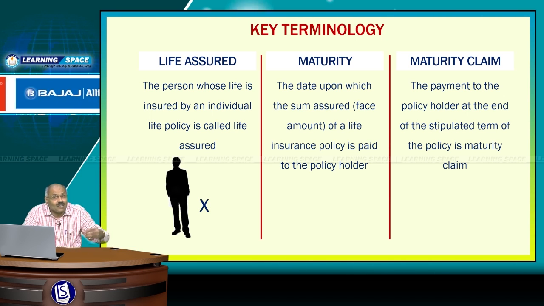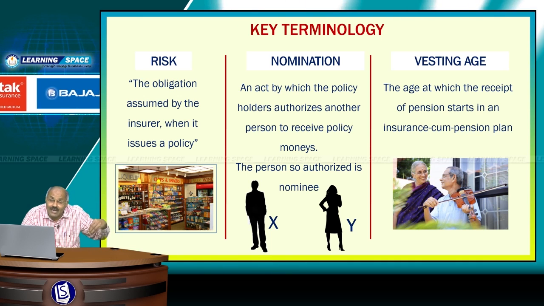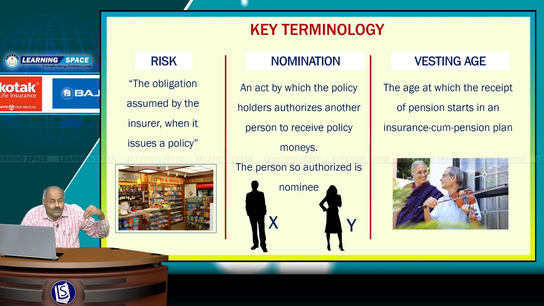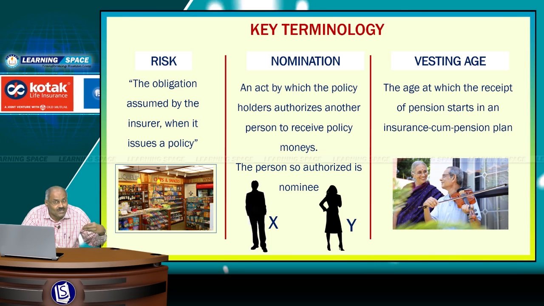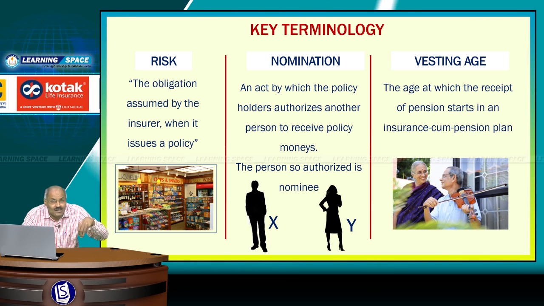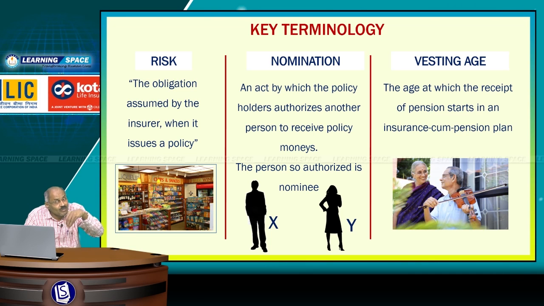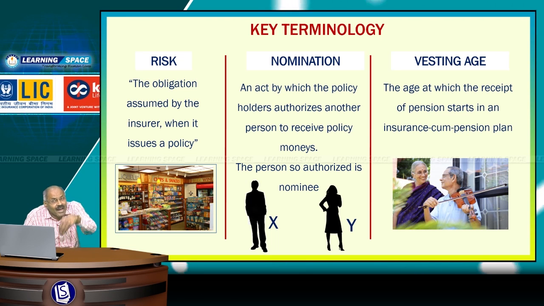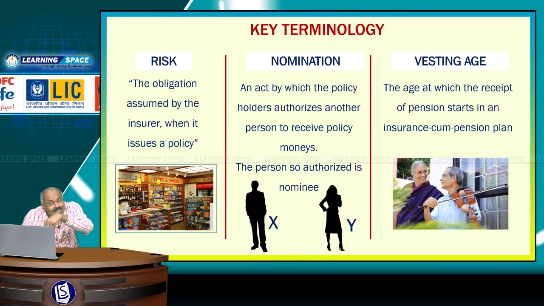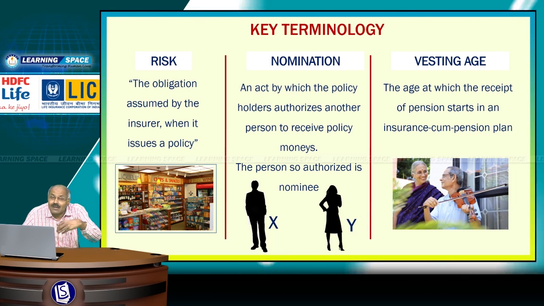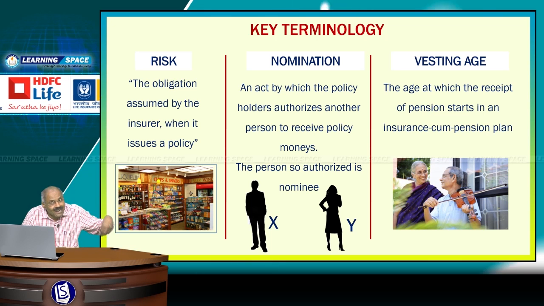Right friends? Look at the next one, risk. Risk is the obligation assumed by the insurer when issuing a policy. The risk is assumed whether it is for earthquake, floods, fire, or theft. That is clearly mentioned. So, that is the obligation assumed by the insurer, that is the insurance company, when they are issuing a policy. Nomination. Nomination is the act by which the policy holder authorizes another person to receive policy monies, right? Here the nominee will receive the money in the capacity of trustee only, what we have learned in banking classes.